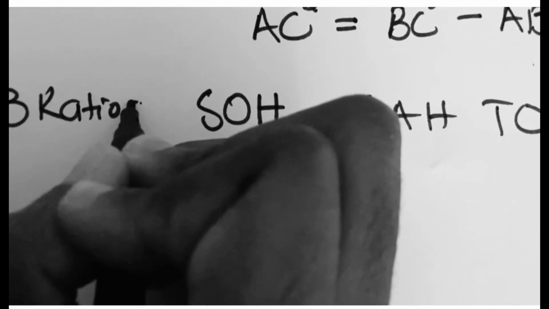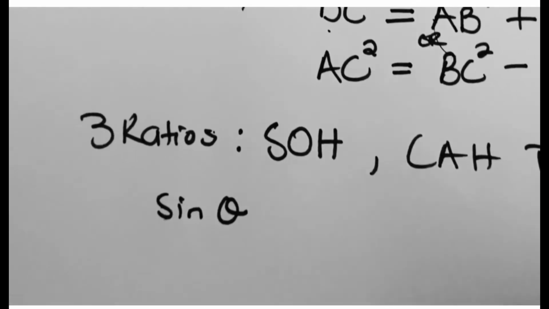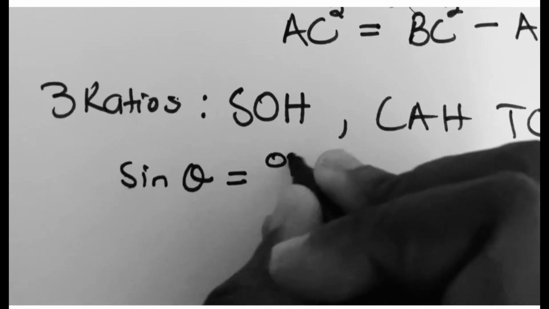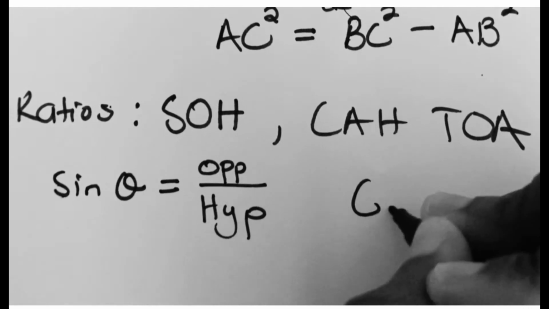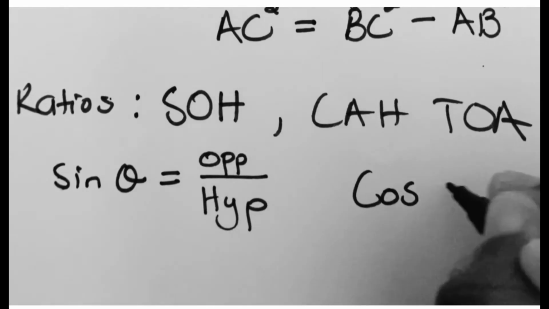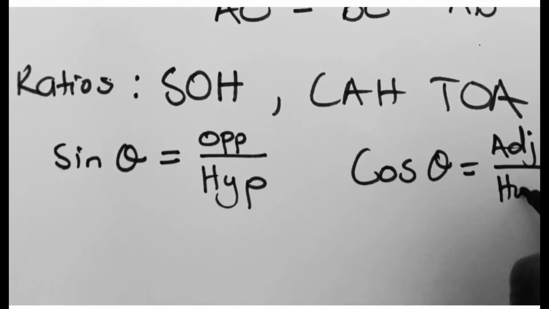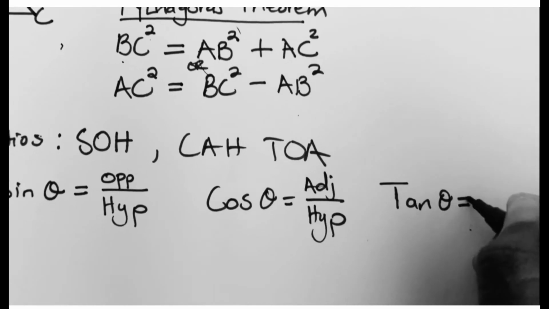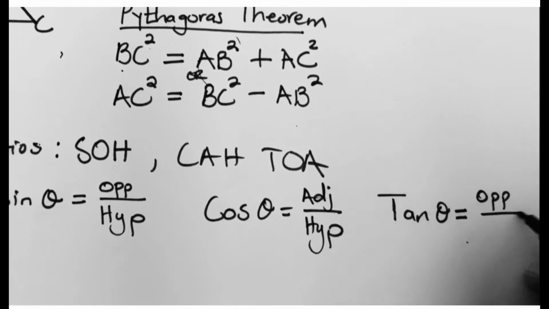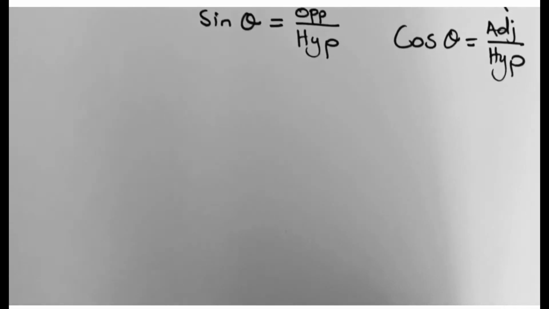Now, these three ratios represent, SOH means sine theta, theta representing an angle you do not know, is equal to opposite over hypotenuse. And CAH means cos theta is equal to adjacent over hypotenuse, while TOA means tan theta is equal to opposite divided by adjacent. Now, what are the opposite, adjacent, and hypotenuse?